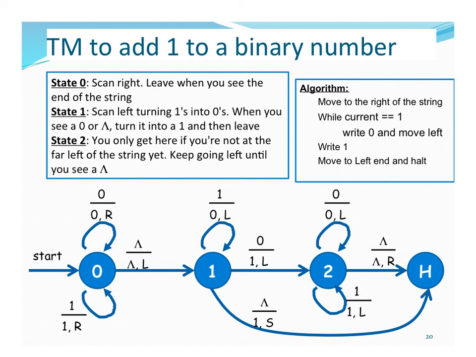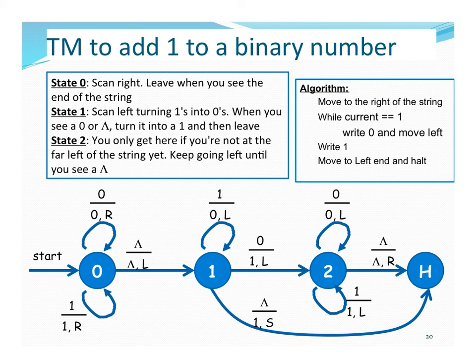Now if at some point I see a 0 or a lambda, then I need to put in my 1 and I'm pretty much done. If I see a 0, replace it with a 1, go left, and then I just need to keep going through all the 0s and 1s until I get to the start of my string. So state 2 is, I say here, you only get here if you're not at the far left of the string yet. So you keep going left until you see a lambda. Whereas if you get to state 1 and you see a lambda, which means that it was all 1s until I got here, then you just take this jump. You write your 1 to add 1 on the far left, you stay put, and you go to the halt state.